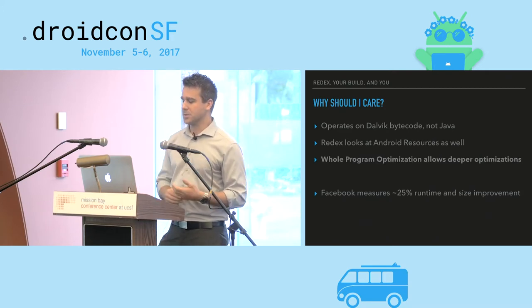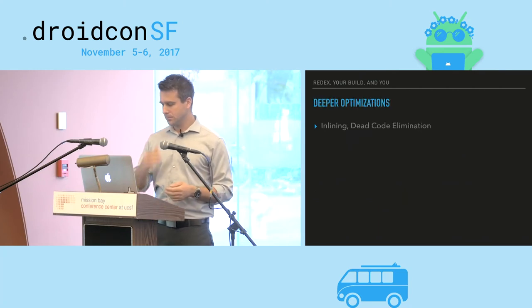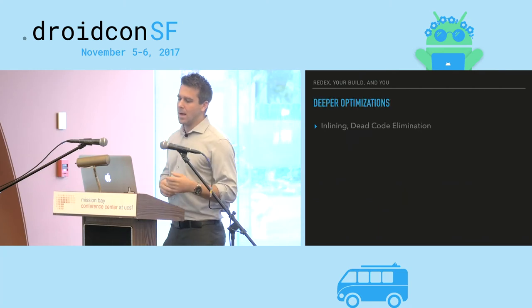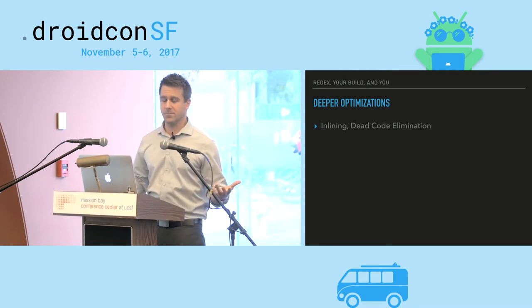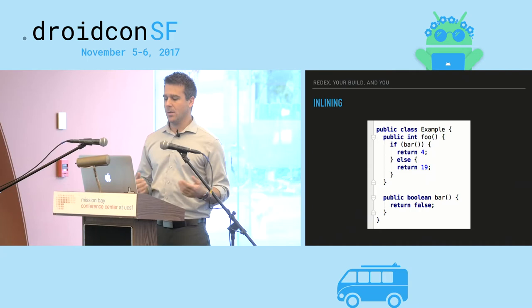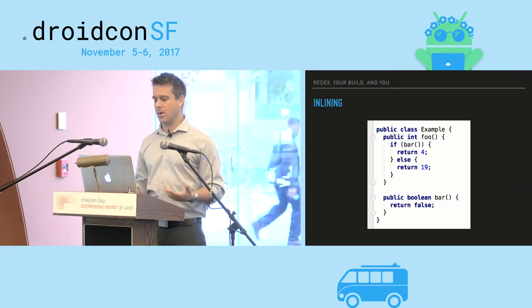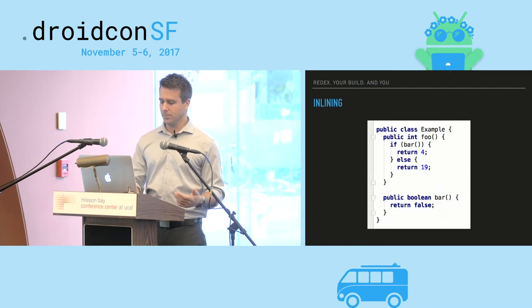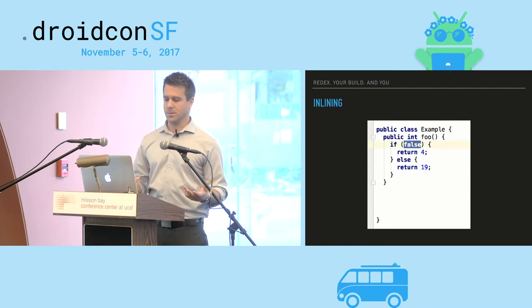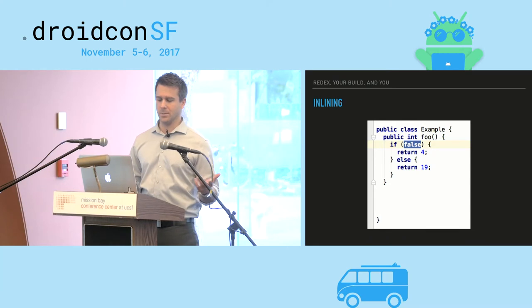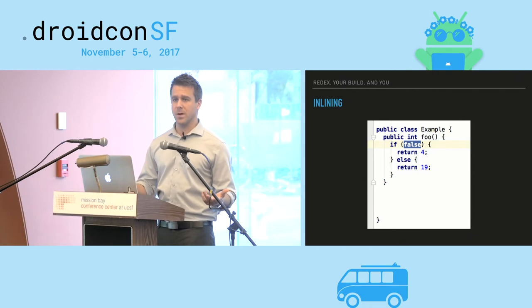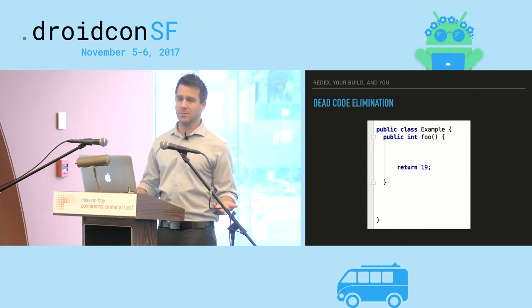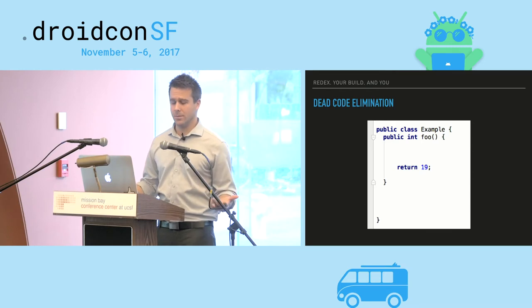Finally, whole program optimization is really where it gets interesting. Okay, so inlining and dead code elimination are fairly straightforward, and people are probably able to figure them out from just their name. Inlining is if I have a public int foo and a public boolean bar, and foo is calling bar, and bar is very simple, then I can just inline what bar returns into foo, and boom, eliminate the method. Dead code elimination is similarly, if I can prove that this branch will never get called, then I just don't have to call it, or I just don't even have to have the code there anymore.